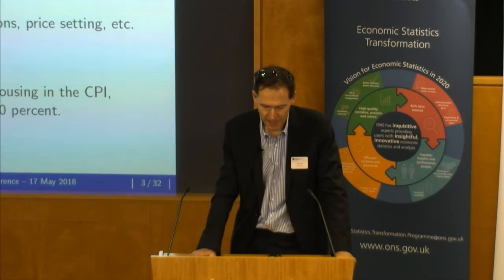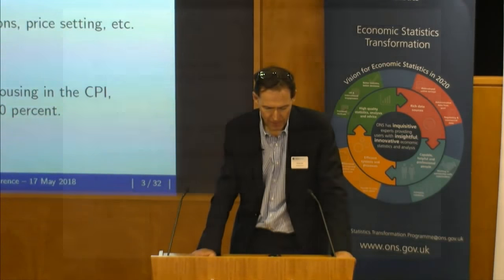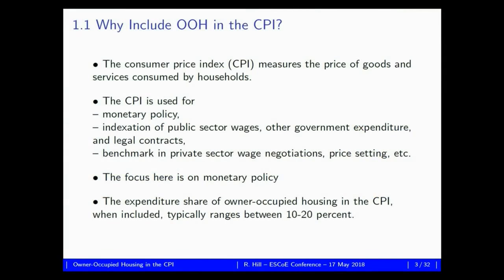So, the Consumer Price Index measures the price of goods and services consumed by households. What's it used for? Monetary policy. For example, the measure of inflation that's used in an inflation target, but it's also used for indexation of public sector wages, other government expenditure, legal contracts, and as a benchmark for private sector wage negotiations, amongst other things.